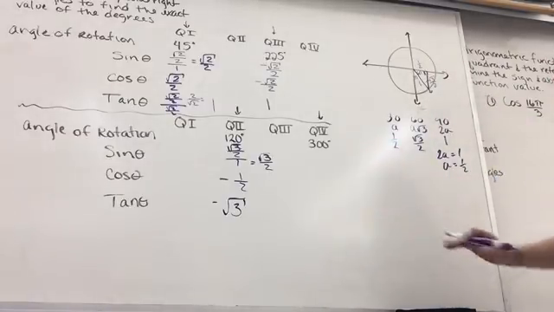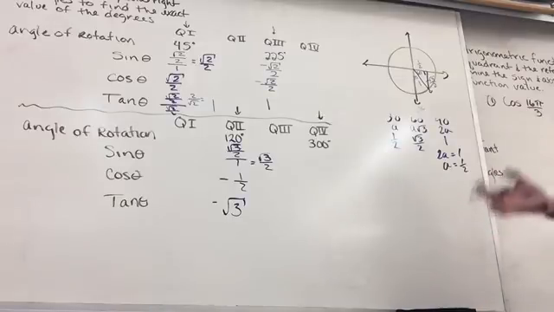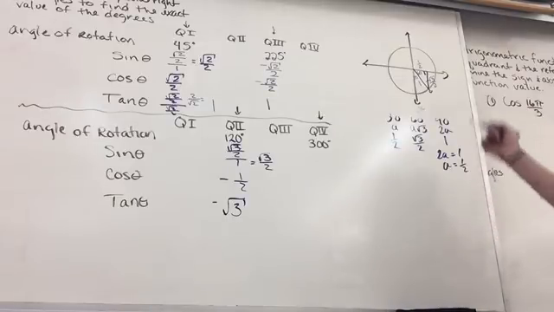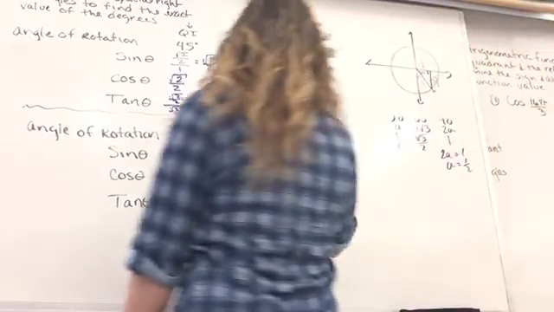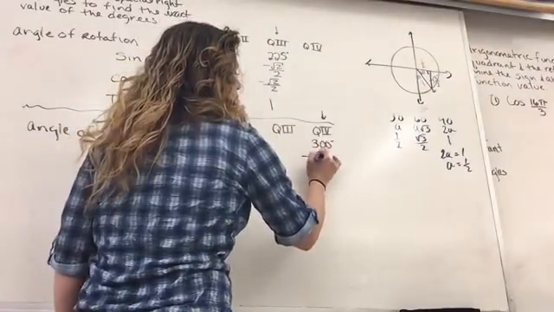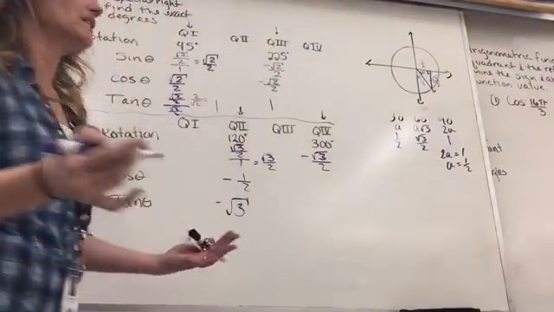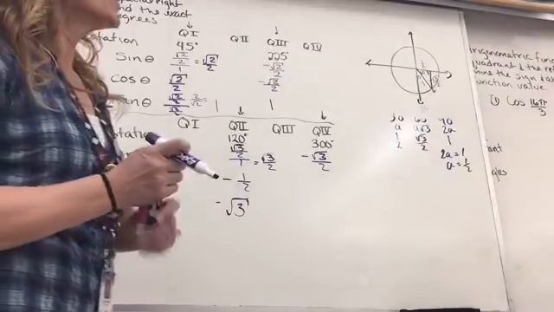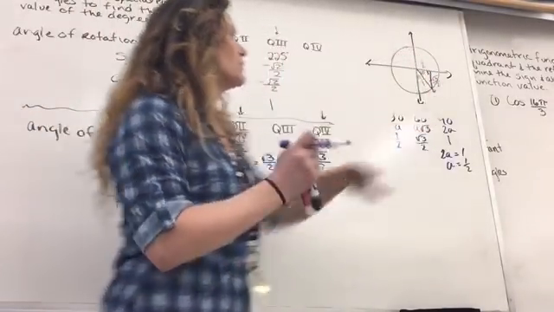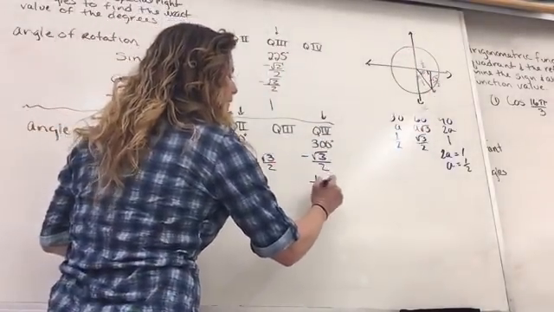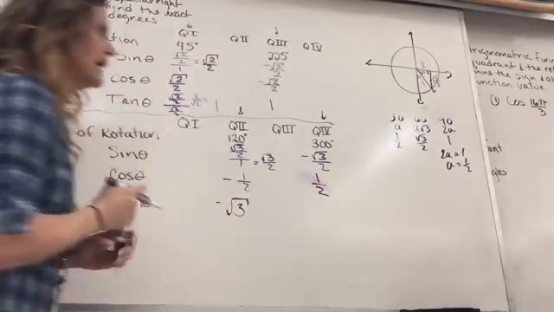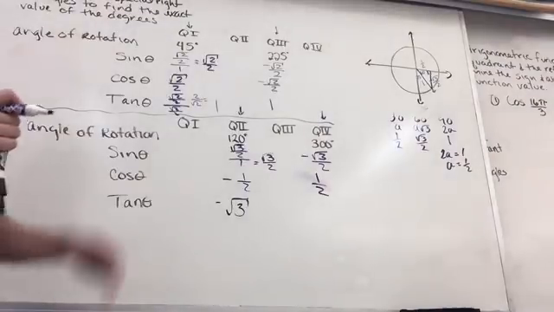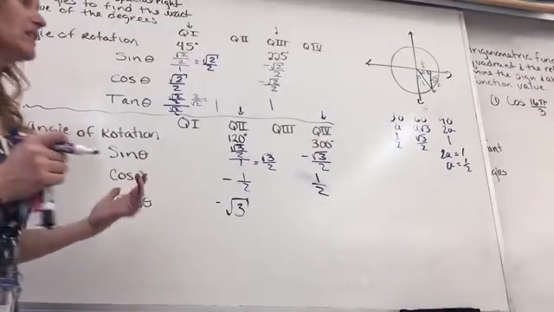So at 300, when I have the sine of theta, sine means opposite over the hypotenuse. So opposite is negative square root of 3 over 2 divided by 1 is just going to be negative square root of 3 over 2. Cosine is adjacent over hypotenuse. So that's 1/2 divided by 1, which is just 1/2.